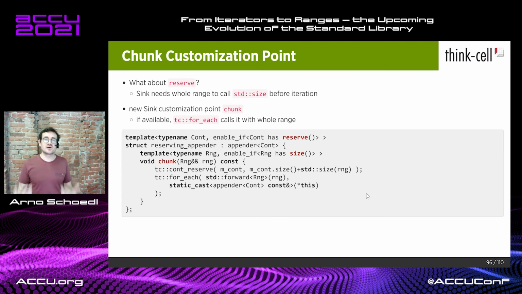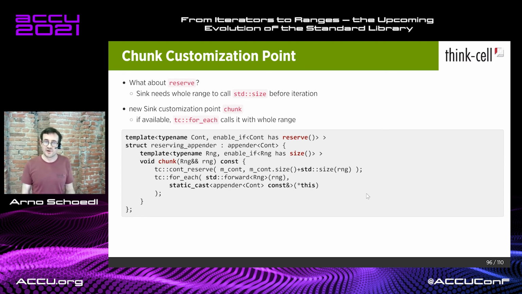All these things may contain a chunk member function, and that chunk member function is enabled if the sink is interested in looking at the whole range or pieces of it while iterating. So it doesn't have to be the whole range. For example, when you do a concat, you're iterating, say, over three ranges. Each of these three ranges is invoked via a separate for_each.